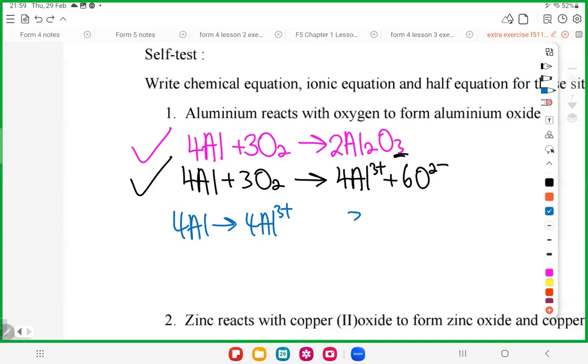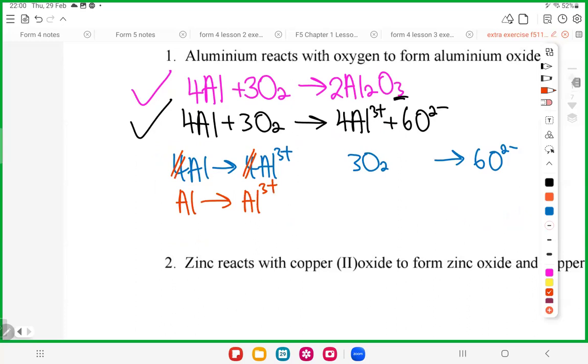So now watch out. Remember, I told you guys, half equation must be simplified. 4 and 4 can simplify or not? Can cut it. So Al becomes Al3+. Half equation needs electrons. Electrons depend on the total charge. What is the total charge on the left? 0. What is the total charge on the right? Plus 3. 0 and plus 3, we need 3 electrons. Put the 3 electrons on the more positive side, which is the right-hand side. Settled. That's the first half equation.